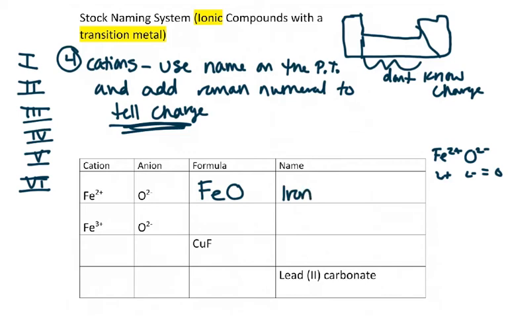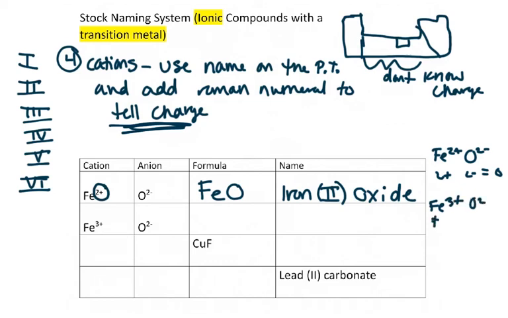Fe is iron, and then I'm going to find it, and I'm going to say, oh my gosh, it's a transition metal. I need a Roman numeral. So I'm going to go back and look at the charge. It had a charge of +2, so I'm going to write Roman numeral 2. And then I'm using that rule number 2 about anions. So oxygen changes its ending to oxide. So iron 2 oxide.